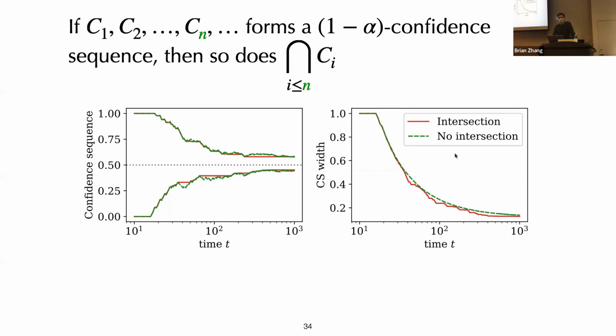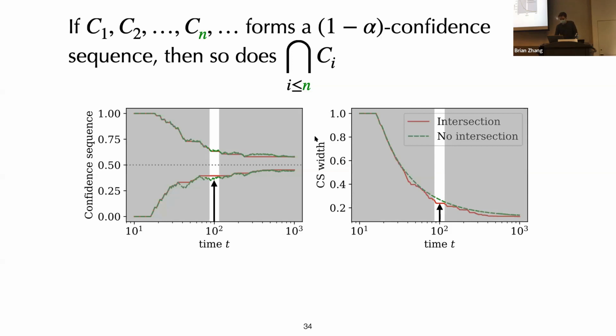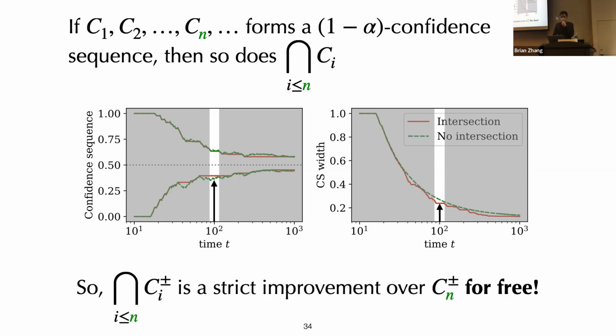You don't lose anything. And in particular, if you just cared about it at some fixed time of 100, then, sorry, on the right-hand side, these are the confidence sequence widths. So lower is better, basically. This is how wide the confidence interval is. And so if you were to take this running intersection, you'll notice that there's this little gain that you make. But this can be important, especially when you're comparing against different confidence intervals and things like that. So taking this intersection is a strict improvement over the thing I had on the previous slide for free. And that's the intuition behind why it's correct.